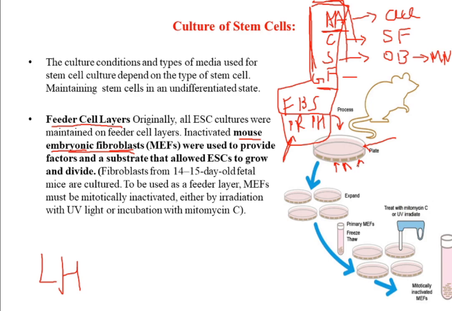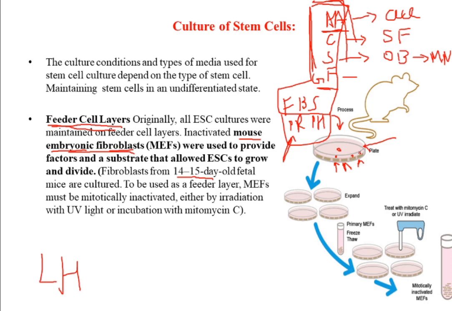What is the reason? The reason being, this fibroblast is 14 to 15 days old. This fibroblast will provide all the growth factors which are required by the ICM cells. So the cell is growing above this embryonic fibroblast, and this layer of embryonic fibroblast is called a feeder layer. In simple language, this fibroblast is helping the stem cells, the ICM cells, to grow, right? So that is the reason this kind of culture is called feeder layer.